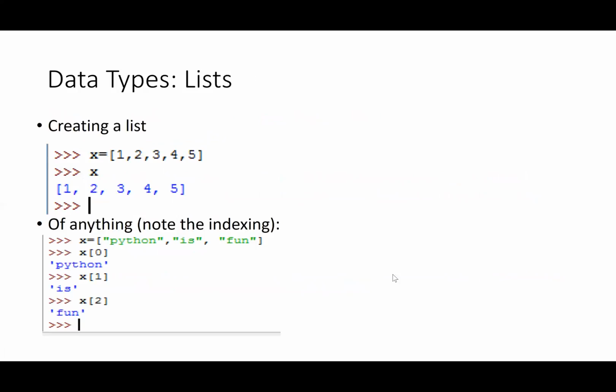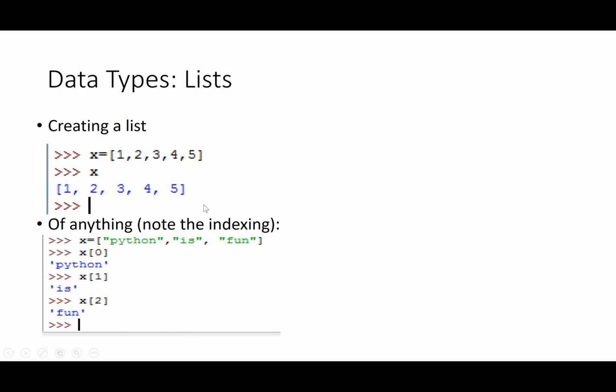Lists are another very important data type, and they are generated simply by using square brackets. So I am assigning to x the list 1, 2, 3, 4, 5, so the entries are just separated by commas. So if I put x now into the command shell and hit return, it returns the following list.